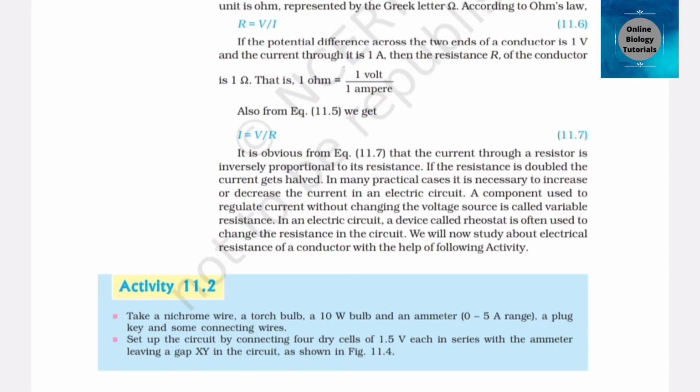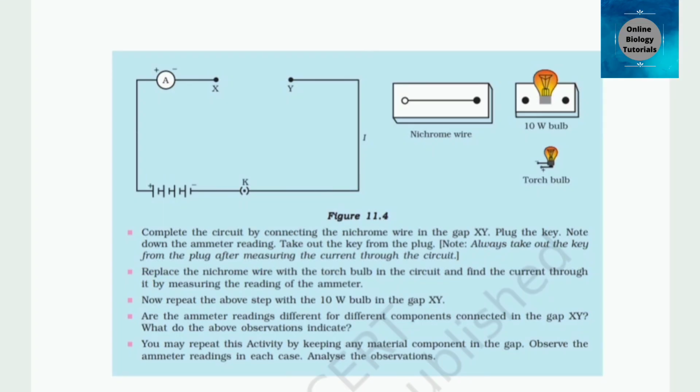Activity 11.2. Take a nichrome wire, a torch bulb, a 10 W bulb, and an ammeter of 0 to 5 A range, a plug key, and some connecting wires. Set up the circuit by connecting 4 dry cells of 1.5 V each in series with the ammeter, leaving a gap XY in the circuit, as shown in figure 11.4. Complete the circuit by connecting the nichrome wire in the gap XY. Plug the key. Note down the ammeter reading. Take out the key from the plug. Note: always take out the key from the plug after measuring the current through the circuit.